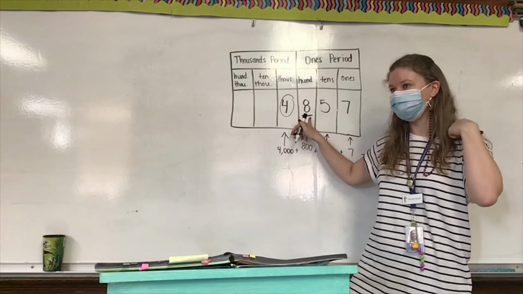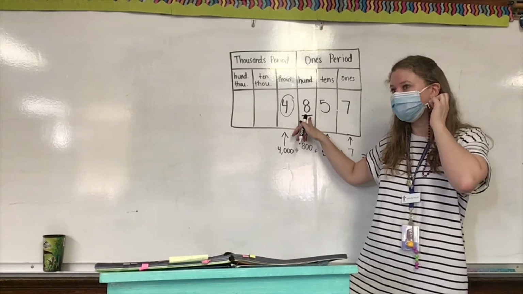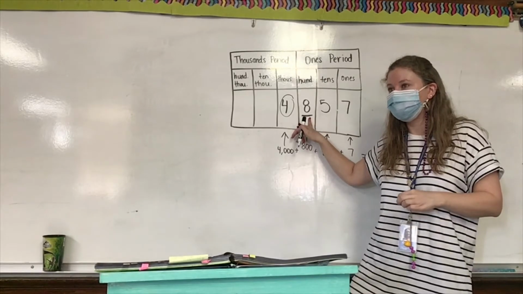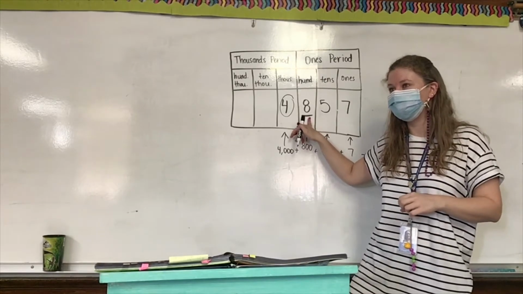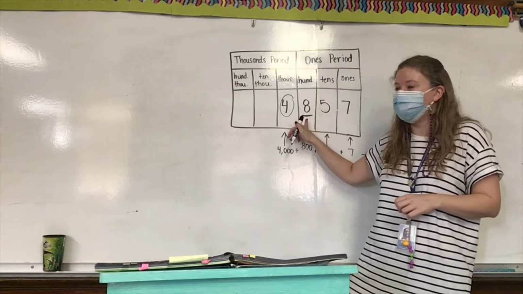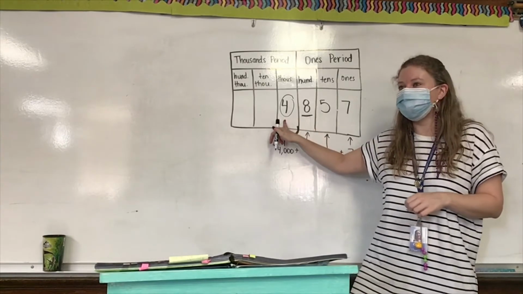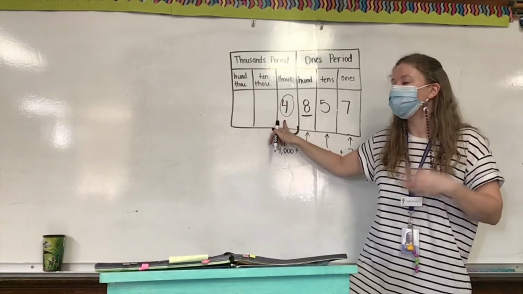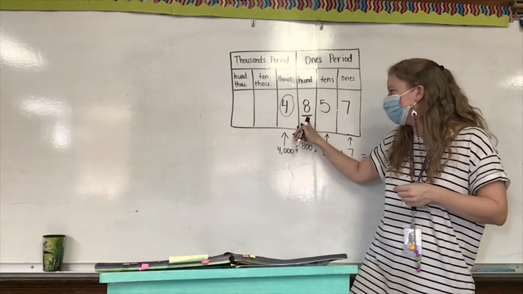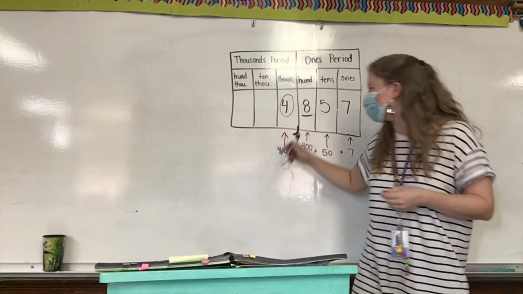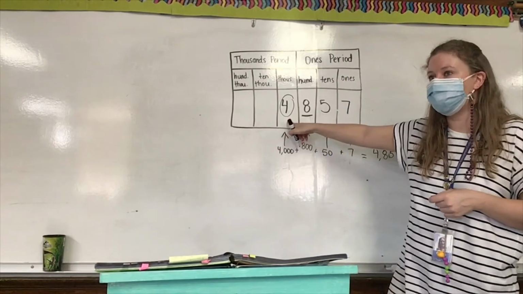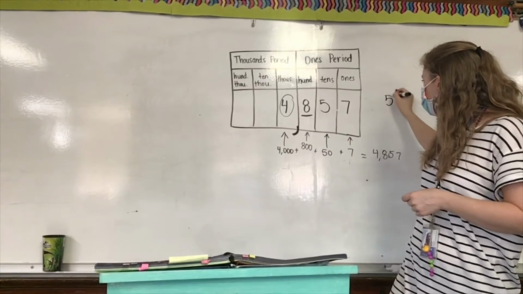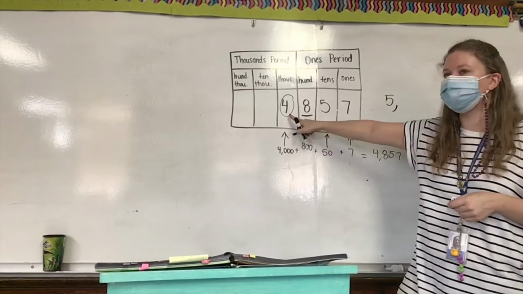Well, what if it's not that? 5 or more, let it soar. Which means the circle digit is going up. How many? 1. So if it's 5 or more, we add 1. So 8 is 5 or more. What happens to this 4? It turns into 5. We add 1 to the circle digit. Our comma stays in the same place.